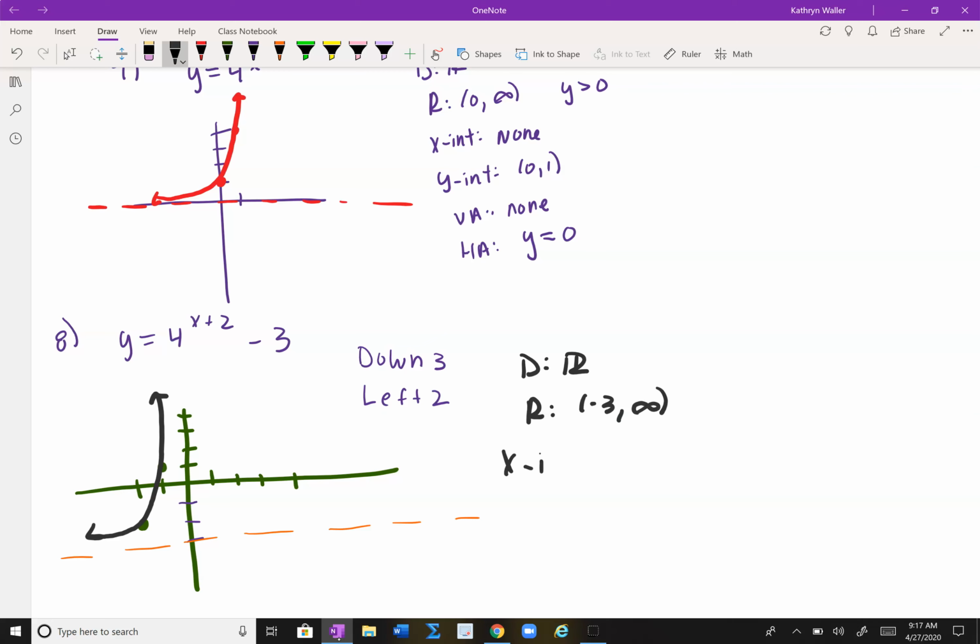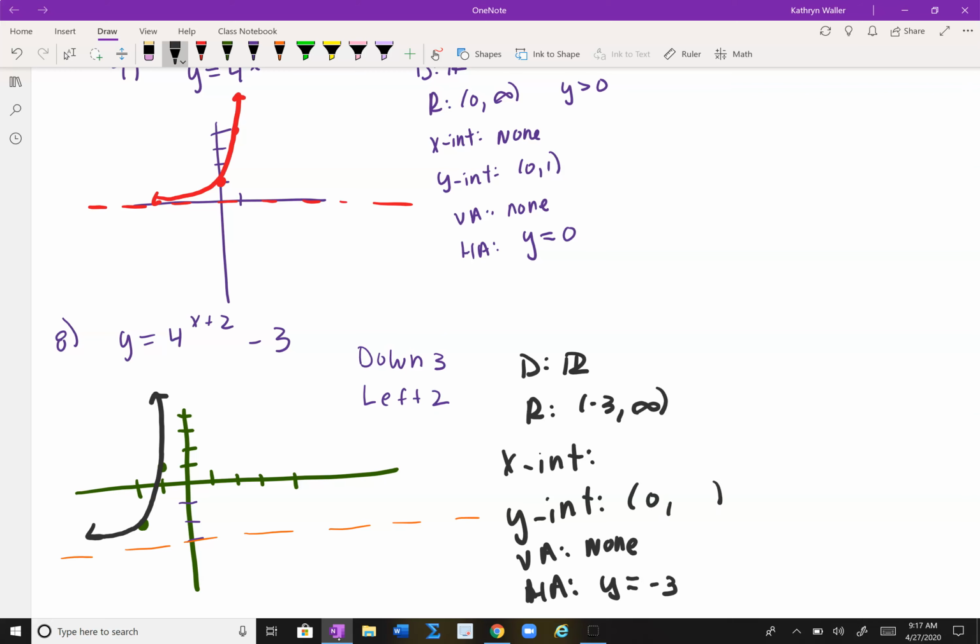The x-intercept is going to be a little tough, so I'm going to skip it for a minute. The y-intercept is going to be a little tough as well, so I'll skip it. Vertical asymptote and horizontal asymptote. So the vertical asymptote is none. The horizontal asymptote is y equals negative 3. Okay? Now, to find the y-intercept, it's going to be easier.